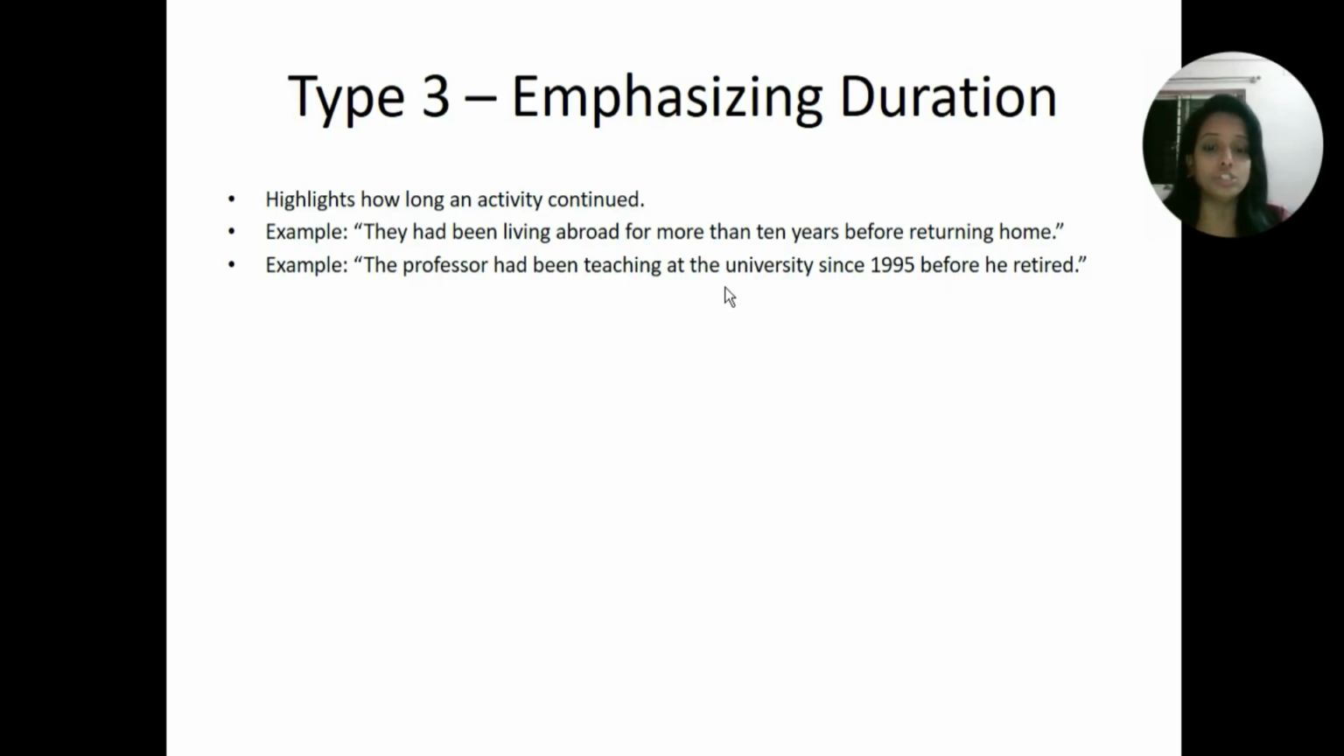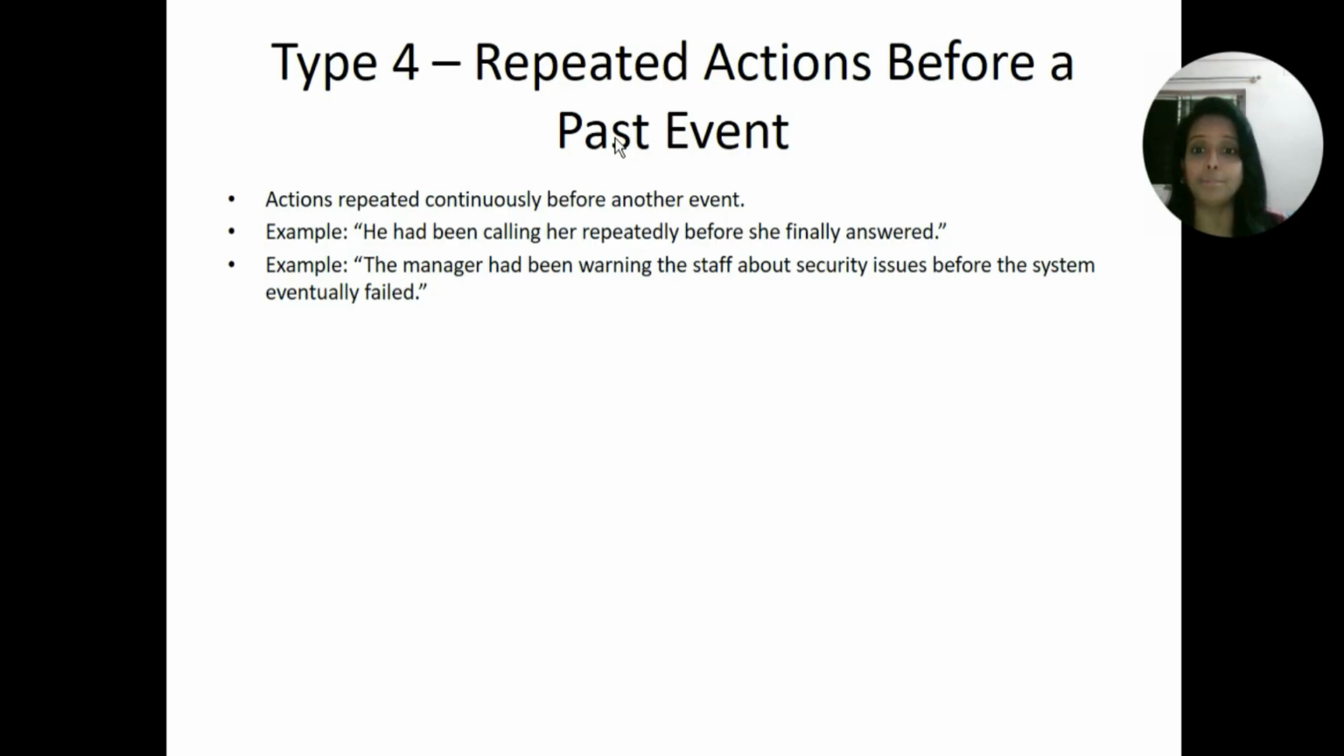The professor had been teaching at the university since 1995 before he retired. So here, this one focuses on the duration, right? This one highlights long-term continuation. If you see the second example, had been teaching at the university since 1995, this tells you the long-term continuation. And type 4 is a repeated action before a past event. So this one we had also seen earlier. Here are some examples. He had been calling her repeatedly before she finally answered. The manager had been warning the staff about security issues before the system eventually failed.